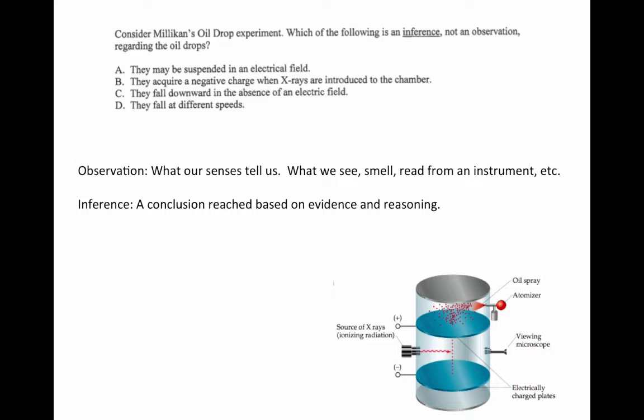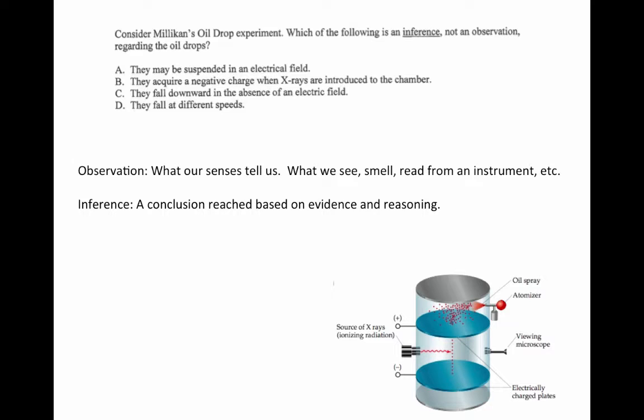So we look at our choices right here. Let's say choice D, they fall at different speeds. Well, that is something he could directly observe. They fall downward in the absence of an electric field. Yep, that's again something that Millikan could see. A, they may be suspended in an electric field. That's another observation. He turns on the electric field and he's able to see that they're suspended.